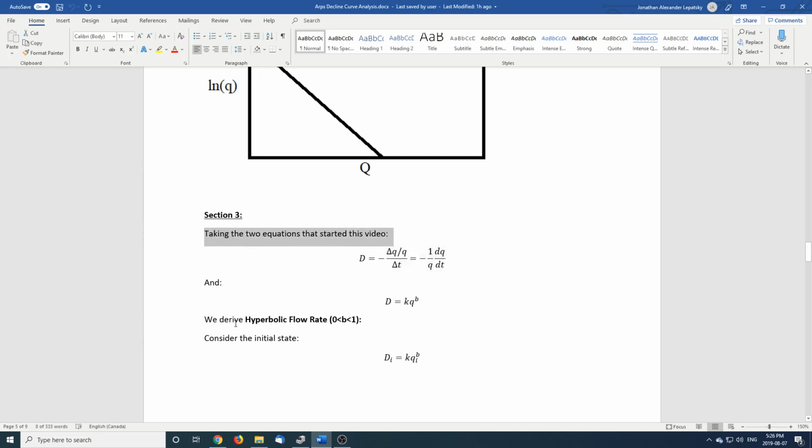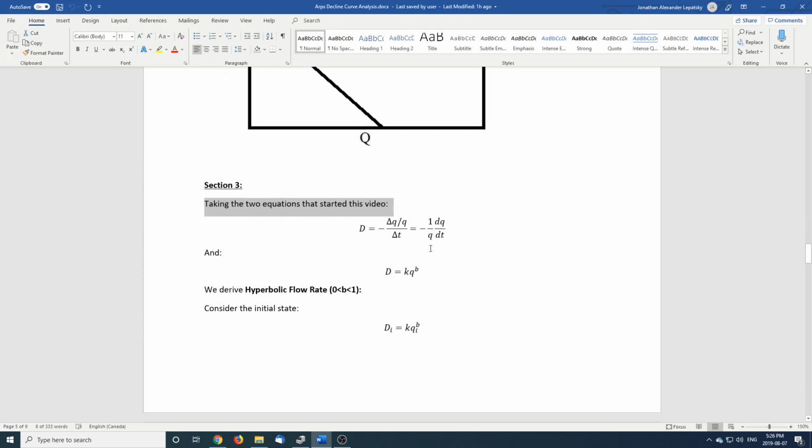Section 3, hyperbolic flow rate. So if you've got a b between 0 and 1, not including 0 and 1, obviously, because those are the two other cases. So like 0.5, 0.25, 0.75, 0.99, 0.0001, anything like that can be a hyperbolic flow rate, okay?